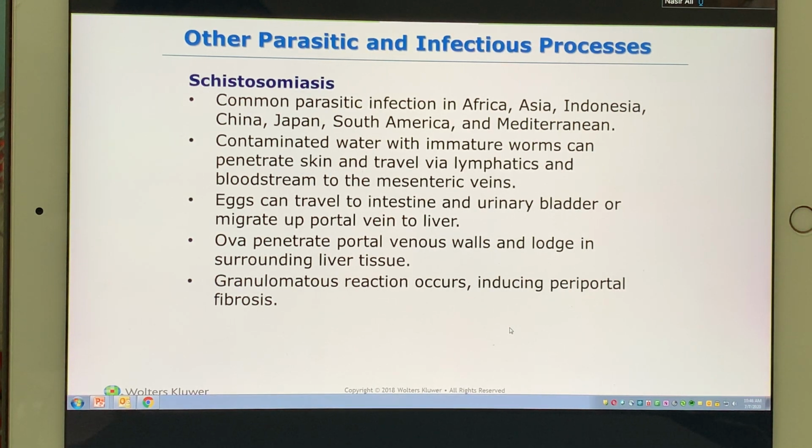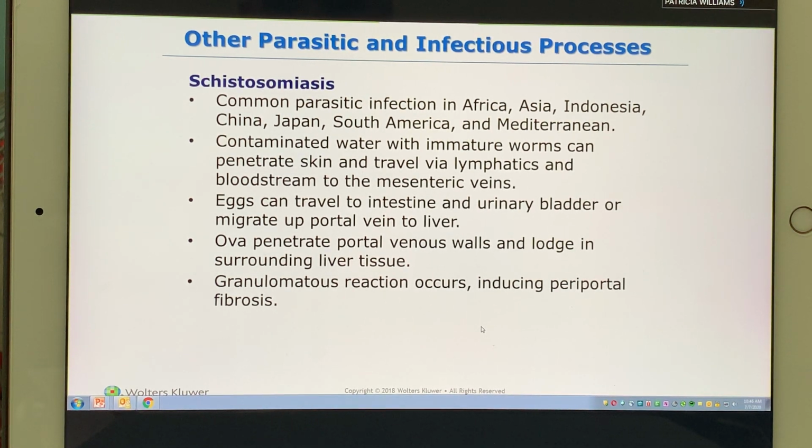They can embed themselves into the liver tissue, and the liver can then turn fibrotic, and that can cause periportal fibrosis. Fibrosis means that they become less pliable.